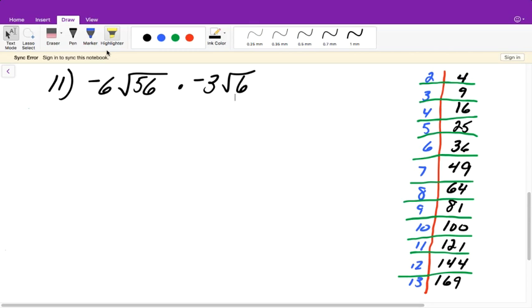All right, so I have negative 6 times the square root of 56 times negative 3 times the square root of 6. All right, so same thing, I'm going to simplify first.